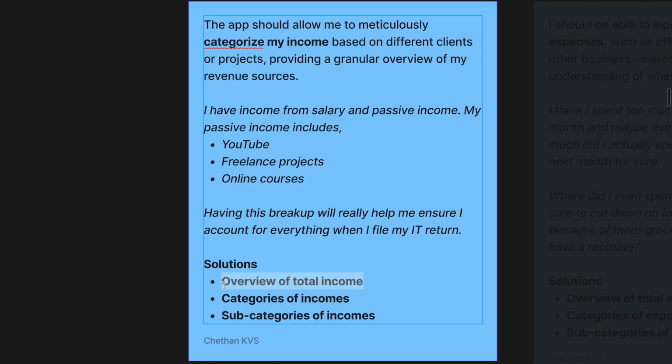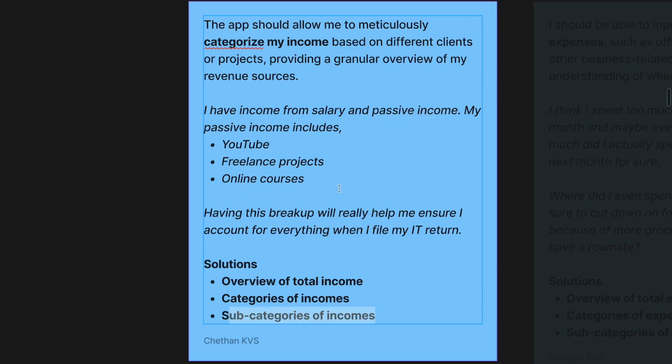So of course they need the overview of the total income over here, right? So income from salary and passive income together. Then you want the categories of income, which is basically salary. Maybe you got some capital gains, or you got some investments, or basically dividends, or you sold something, and could be passive income. All of that is revenue or income.